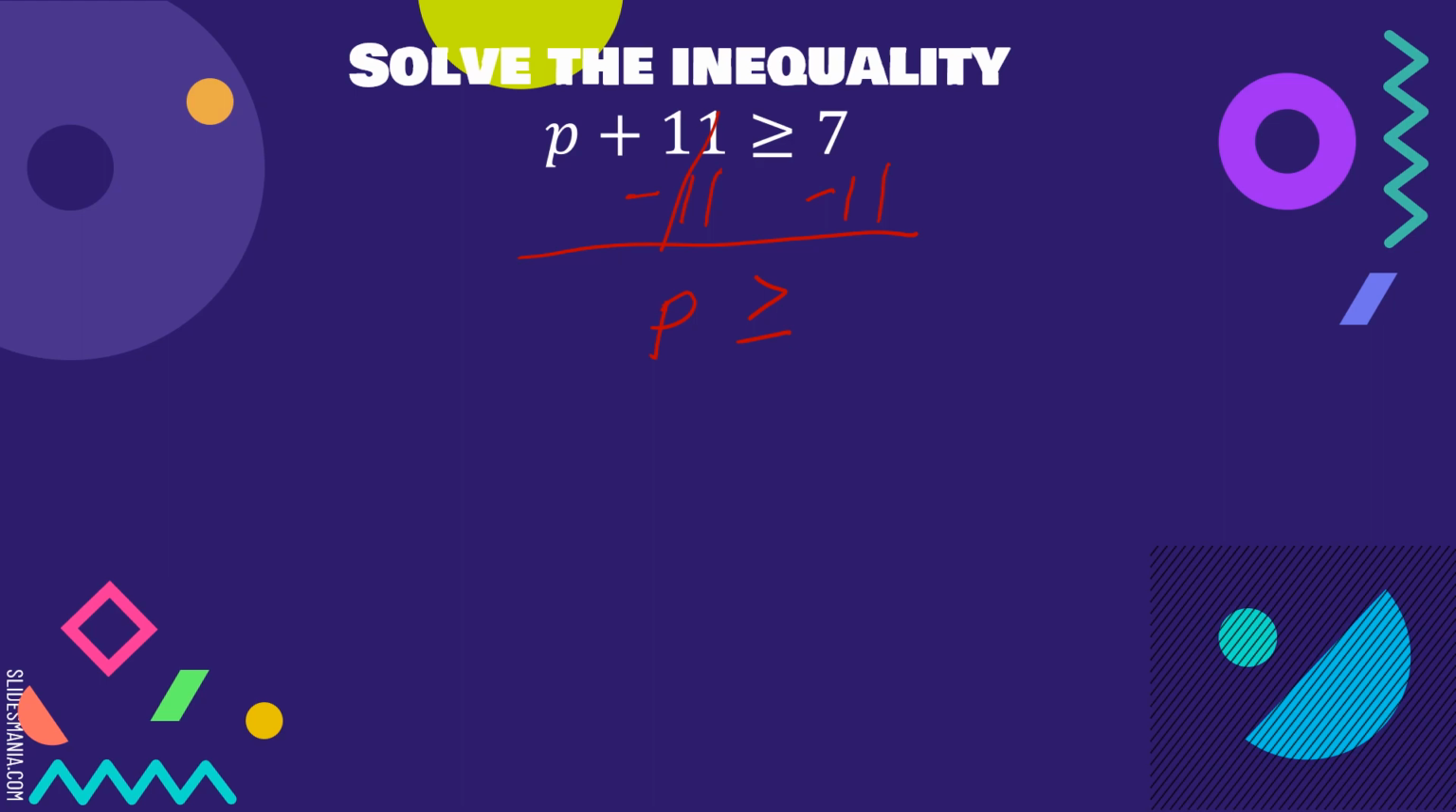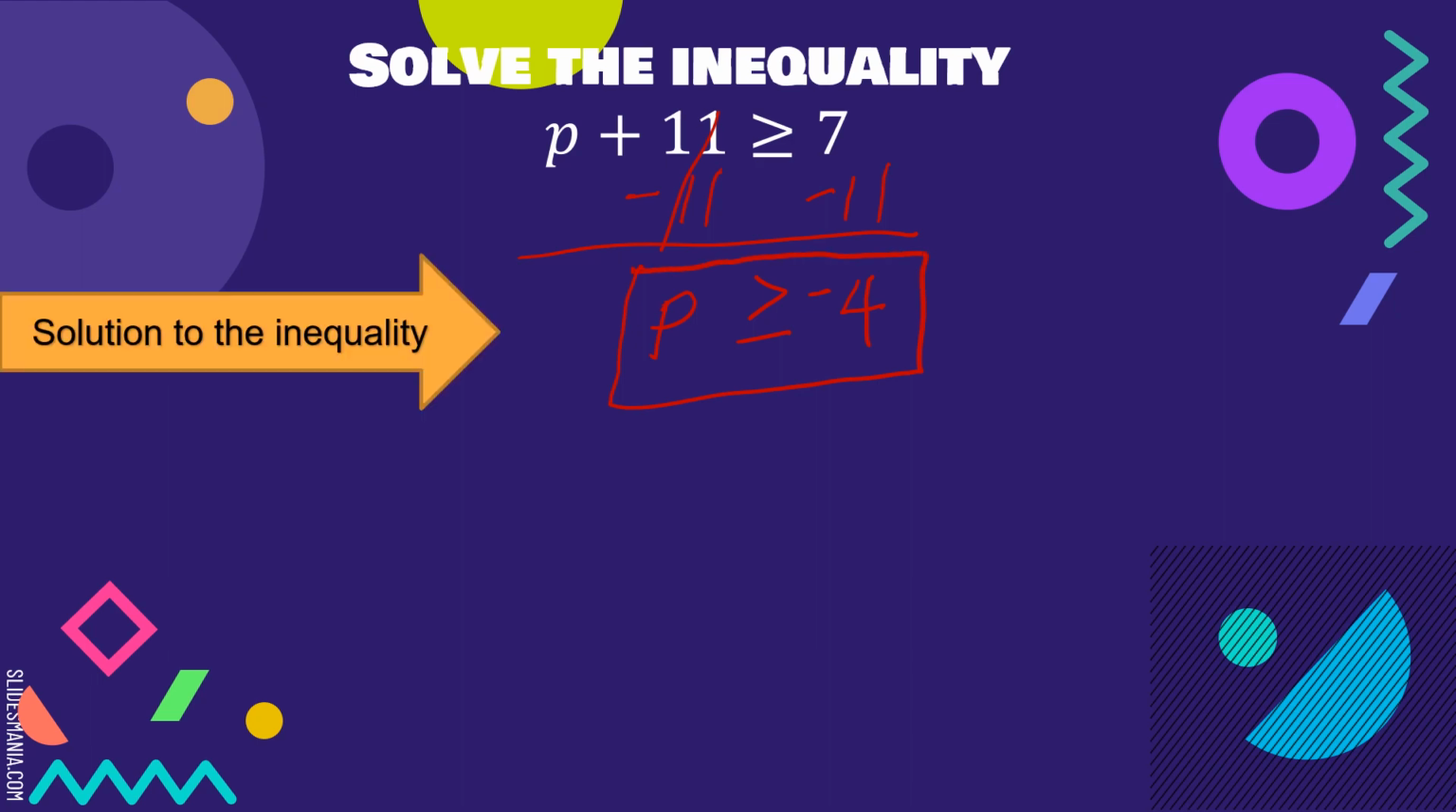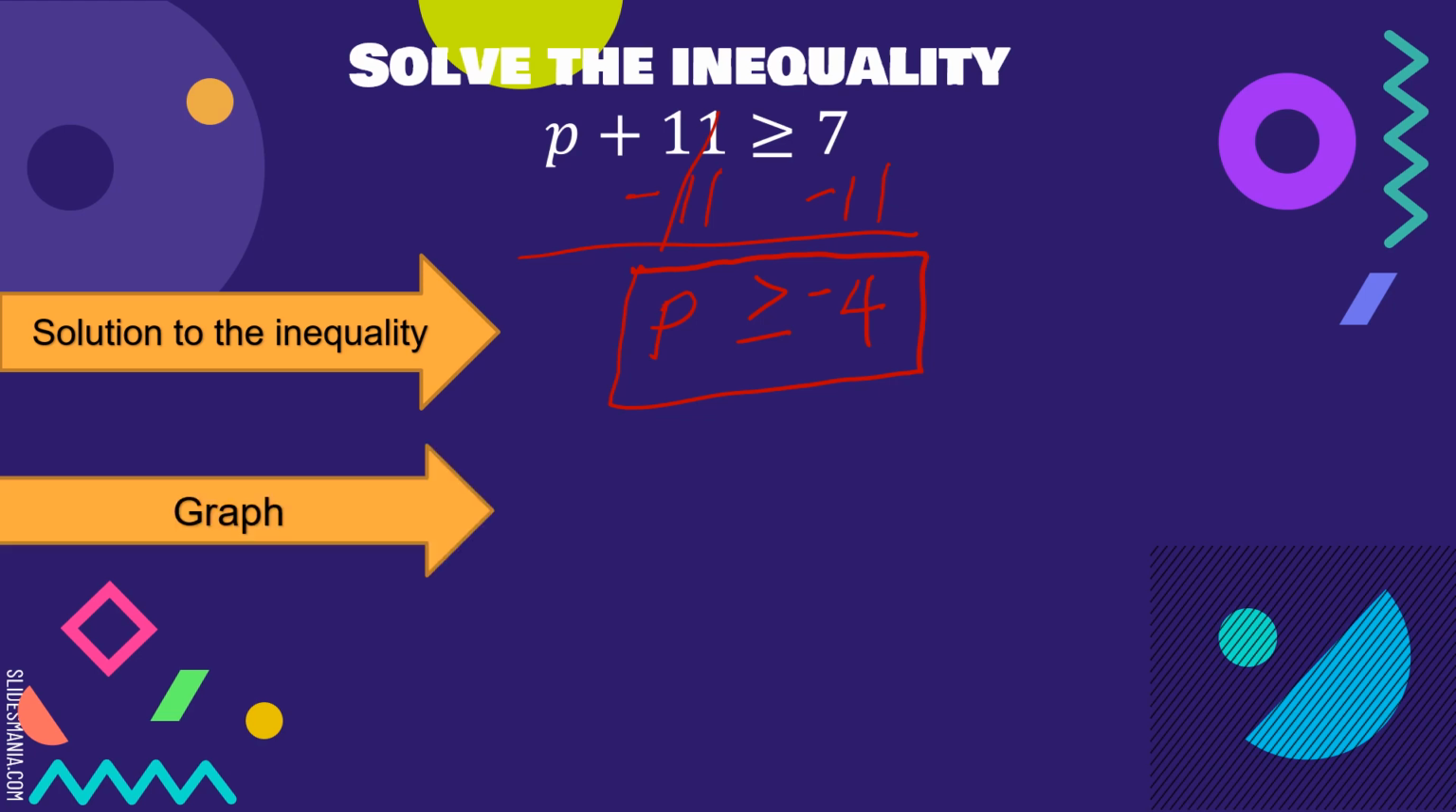So 7 minus 11, unlike signs, so we are going to subtract them. So 11 minus 7, that would be 4, and we are going to copy the sign of the bigger number, which is the negative, and this is our solution to the inequality. P is greater than or equal to -4, and we are going to graph this one.